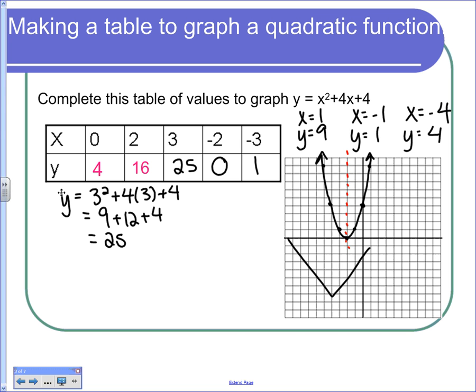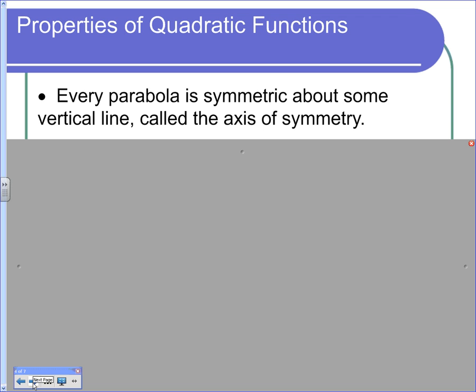Do y'all see how to graph it using a table? Okay. So every parabola is symmetric about its axis of symmetry. It's a vertical line. If yours is not symmetric, you have done something wrong. Every parabola is symmetric.